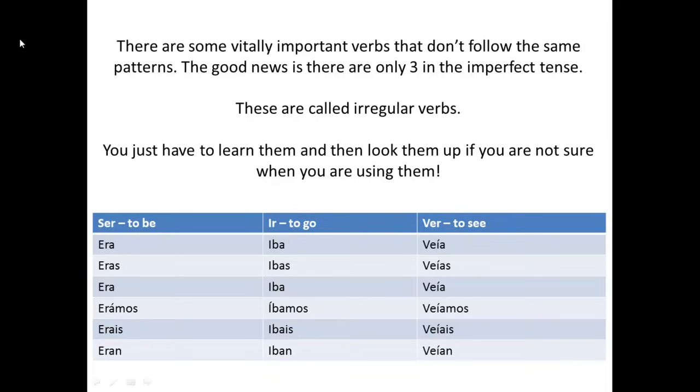Ser is era, eras, era, éramos, erais, eran. Ir, to go, is iba, ibas, iba, íbamos, ibais, iban. And ver, to see. Veía, veías, veía, veíamos, veíais, veían. So these are all irregular, so it's a good idea to copy them down. Otherwise, you can apply your knowledge you've learnt in this lesson to any of the other verbs that you come across.